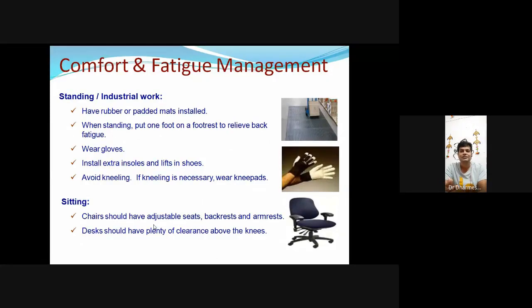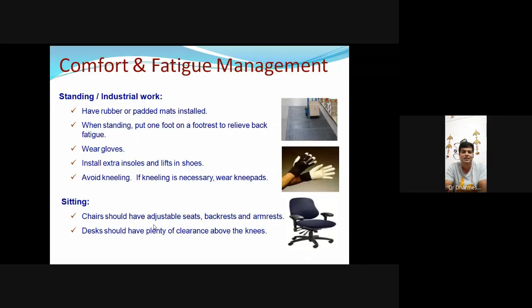Now comfort and fatigue management, like standing or industrial work. If standing or industrial work is more, where we require a standing area, we need to implement a rubber mat, which will prevent injuries to our legs and keep our legs in a comfortable manner. And wear gloves. Why do we need to wear gloves? Wearing gloves protects our hands from being injured by a sharp object. So that's why I have mentioned wearing gloves.